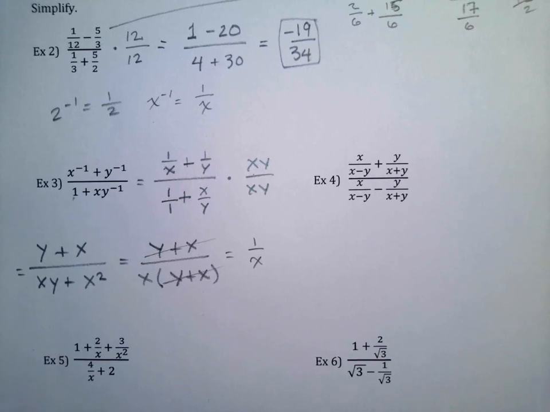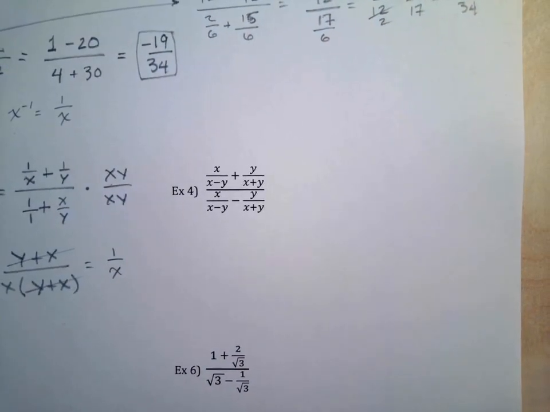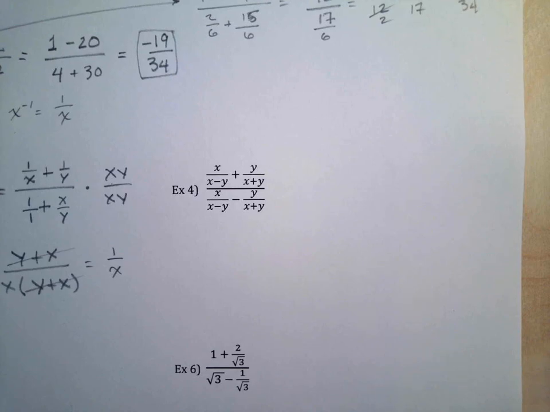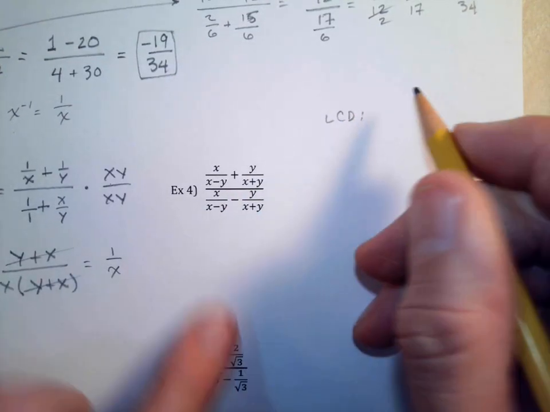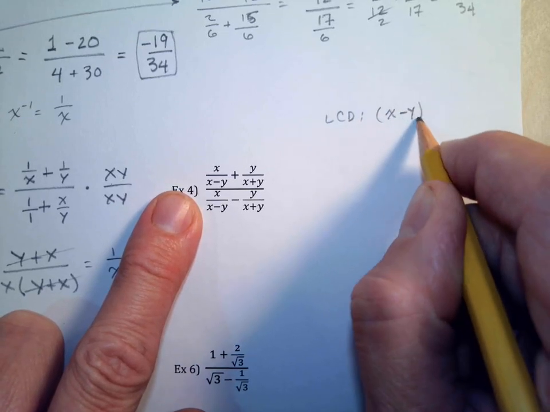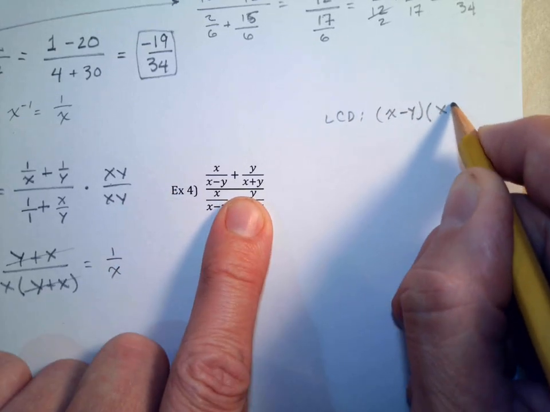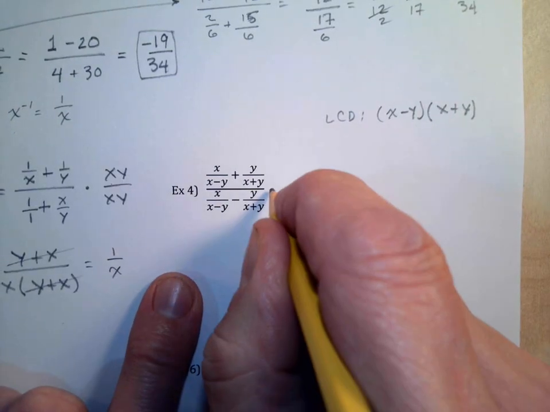Okay. All right, let's move on to example 4. Getting a little more complicated, but you can see what the LCD is. So the LCD for this one is x minus y and x plus y. All right, so that's what I'm going to multiply.